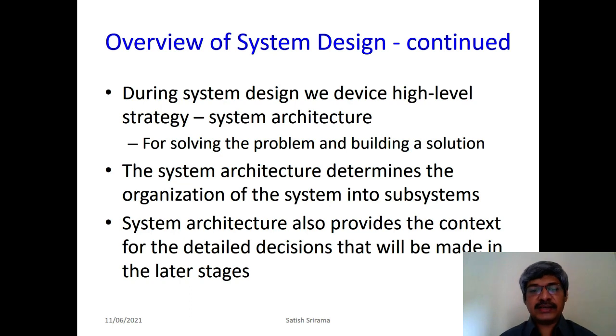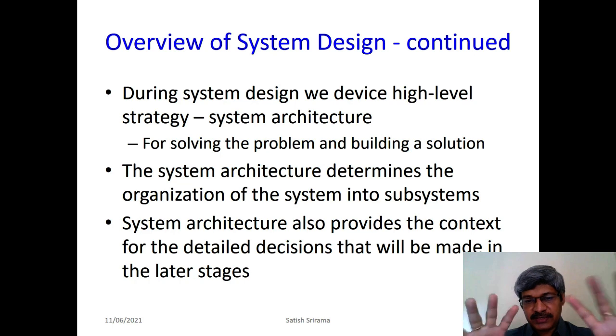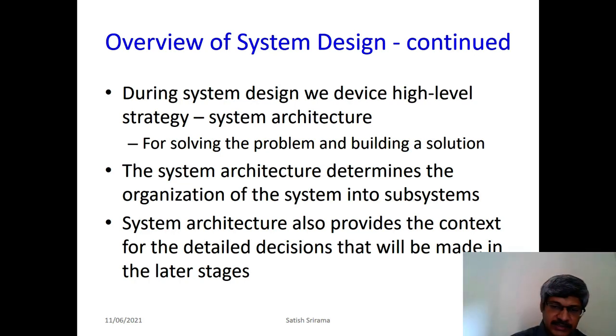The system architecture determines the organization of the system into subsystems. So a complete system which you are trying to develop may have several subsystems, isn't it? And how all these subsystems are organized is taken care of as part of this system architecture. The system architecture also provides the context for the detailed decisions which will be taken in the later stages of object-oriented software development. So in that sense, system architecture is crucial and system design is a very important stage.